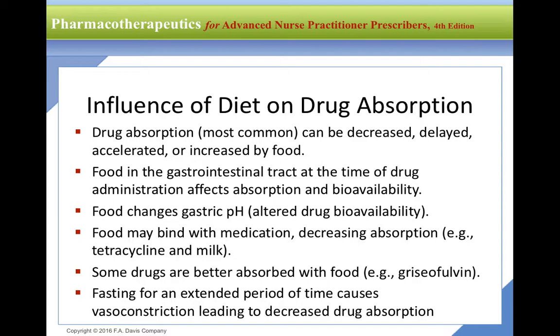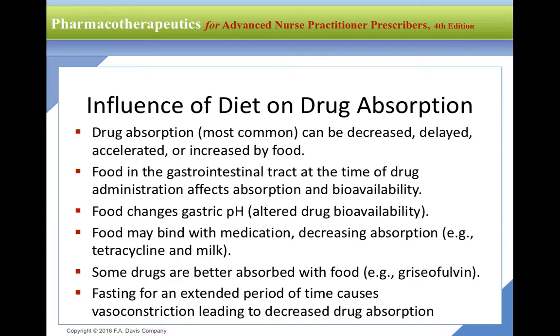Changes in pH. There are several drugs that require an acidic environment to be absorbed. So if your patient's on medication for heartburn, it's not going to be as effective. There's some that bind with medication. The example here is tetracycline in milk, or there's some other antibiotics that bind with calcium, aluminum, and magnesium. So if you're taking it with a supplement or even just a daily vitamin, it's not going to get absorbed.